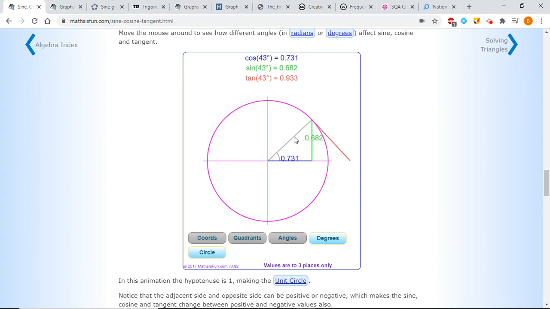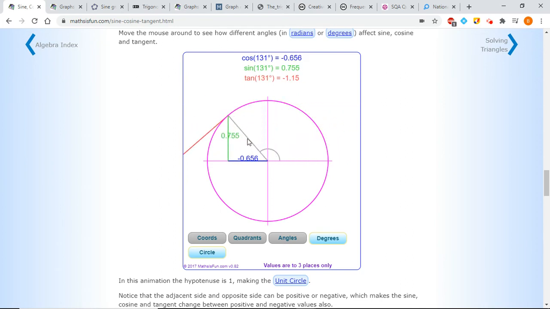And this is what sine and cosine are. So sine of 43 degrees is just asking you what is the length of the green line. So the sine of 43 degrees is 0.682. That's all we really mean by sine and cosine. Cosine of 43 degrees is 0.731. That is the length of the blue line when this angle here in the middle is 43 degrees.